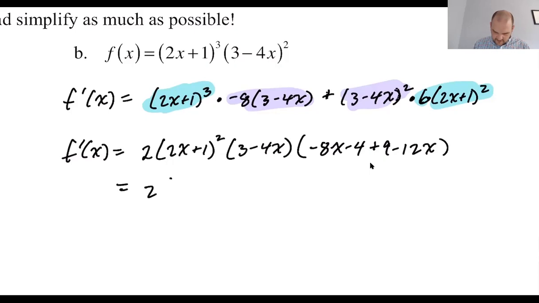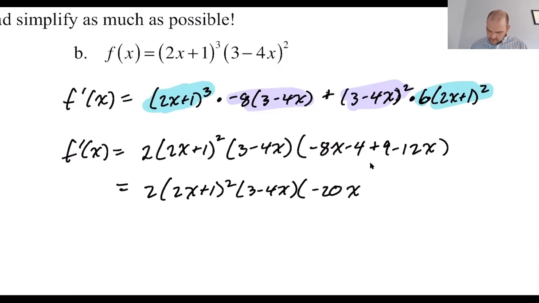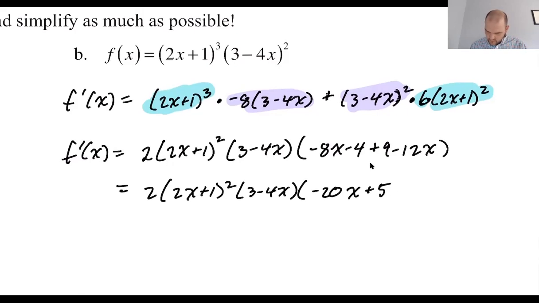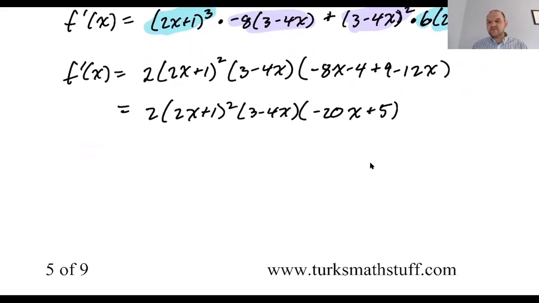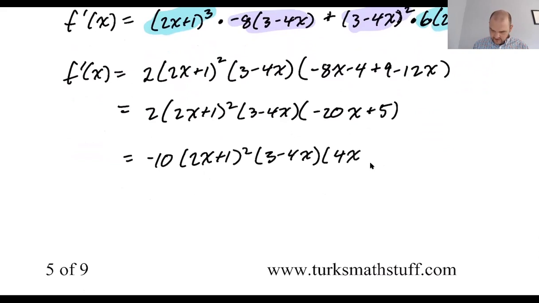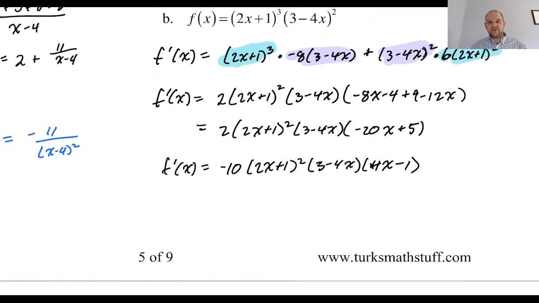So this is 2x plus 1 squared, 3 minus 4x. Whew, negative 20x plus 5. Oh, there's more to factor. I hate that. My least favorite thing is when there's more factoring at the end. Could you have anticipated that? I don't really think so. I'm going to take out negative 5, so negative 10, 2x plus 1 squared, 3 minus 4x. I took out negative 5, so I'm left with 4x minus 1. I believe that is the most simplified version of f prime.